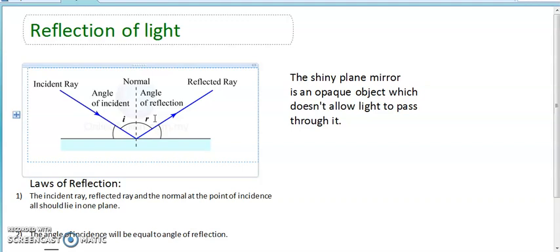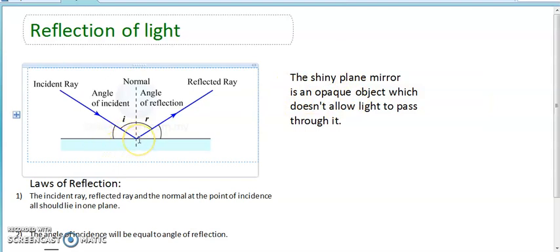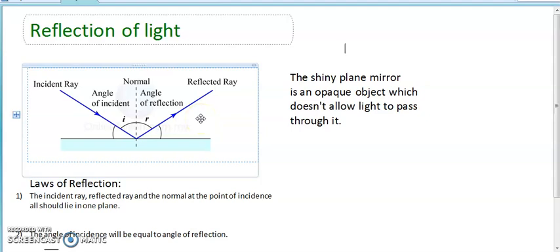It is the bouncing back of light whenever you incident a light ray onto any opaque object. It will bounce back into the same medium. Understand carefully. What is meant by medium? It is nothing but matter that consists of molecules. Here, what is the medium? Air is the medium. So, anyway, we observed the reflection of light.